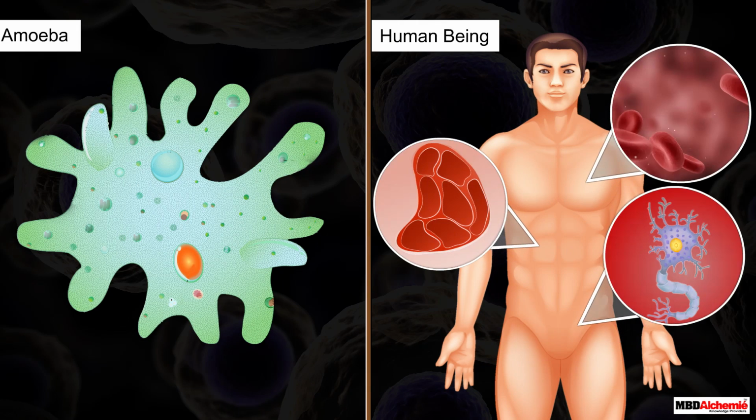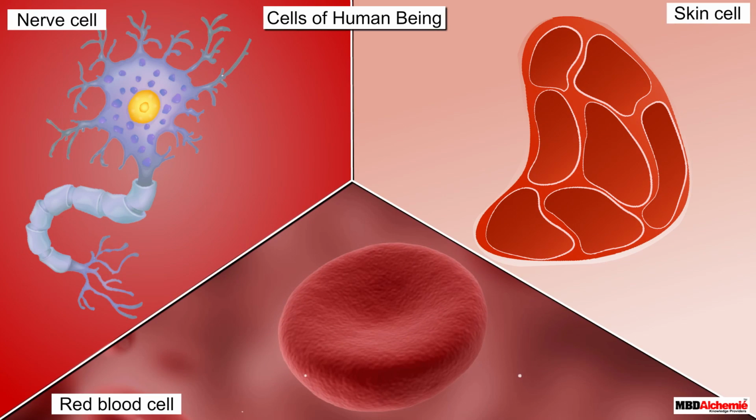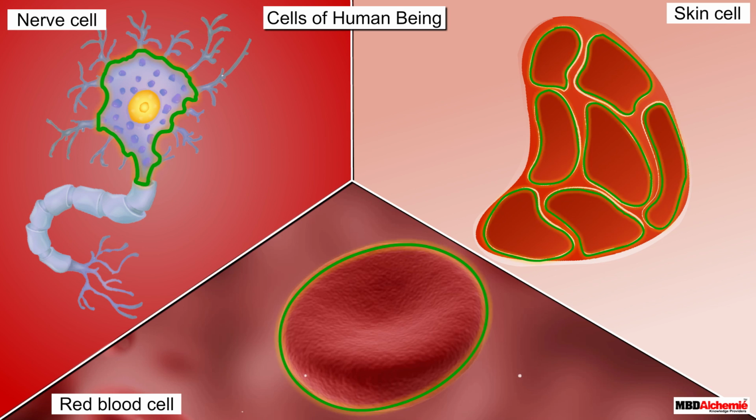The cells in different organisms not only differ in their numbers, but also differ in their shapes. The different cells of one organism have different shapes. The shape of any cell is provided by its cell membrane.